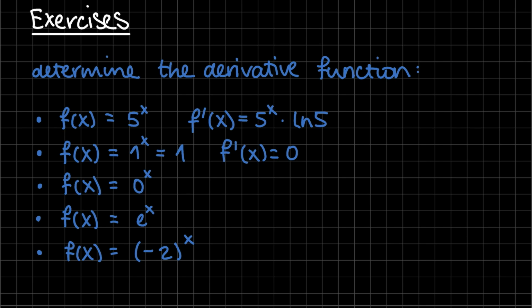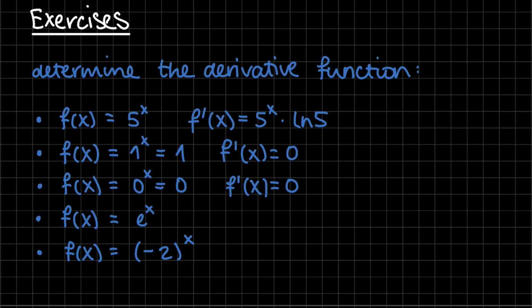The next example is f of x equals 0 to the power of x. Again, we can simplify this function before actually differentiating. So I'm just going to rewrite this as 0. And note that this function is not defined for all x values. First of all, I'm going to write that f dashed of x is equal to 0. Since 0 is a constant, the derivative will be 0.